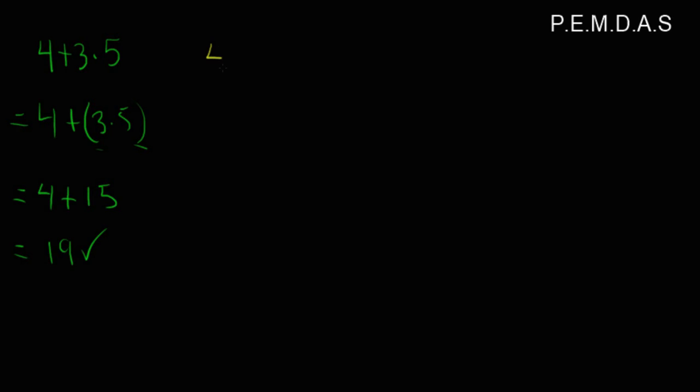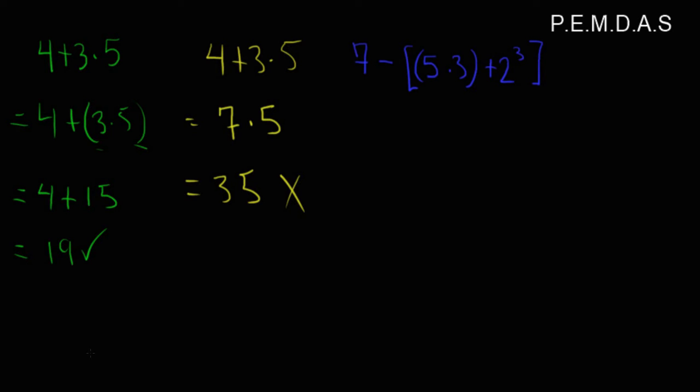Let's look at the same example. Let's take 4 plus 3 times 5. Now, if we just decide to work this problem from left to right and ignore order of operations, we would have 4 plus 3, 7, times 5, equals 35. And that's not the right answer. So order of operations is necessary. Let's look at another example.